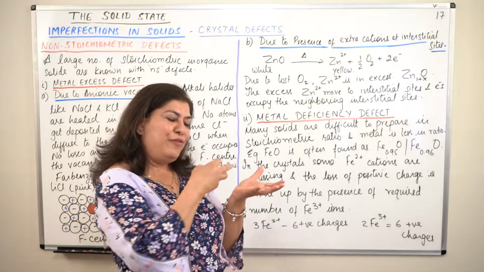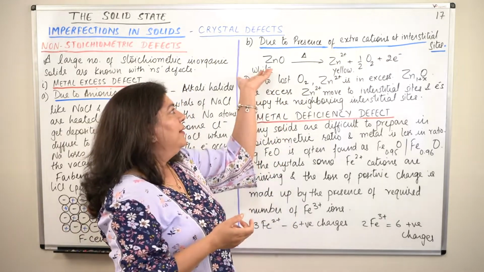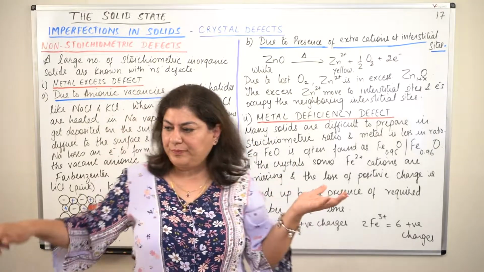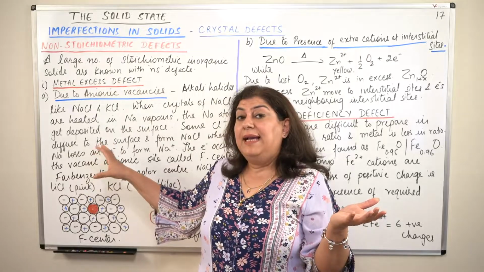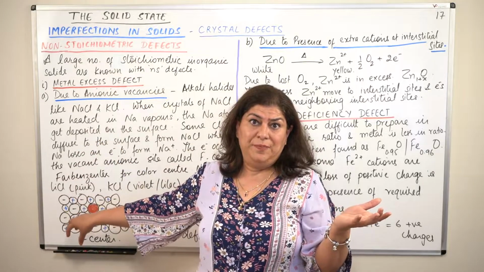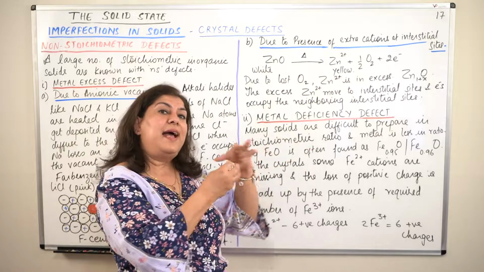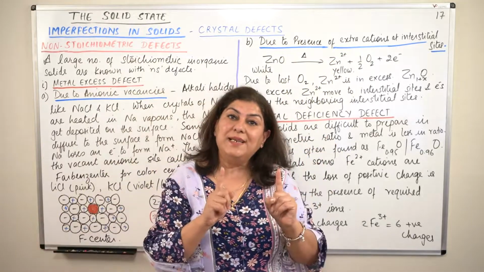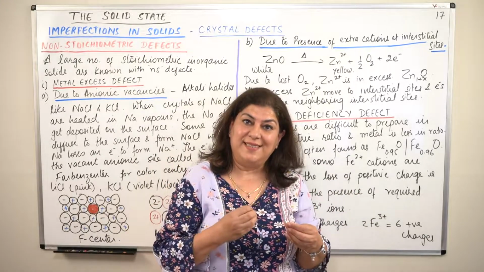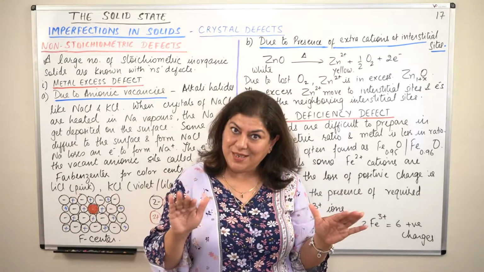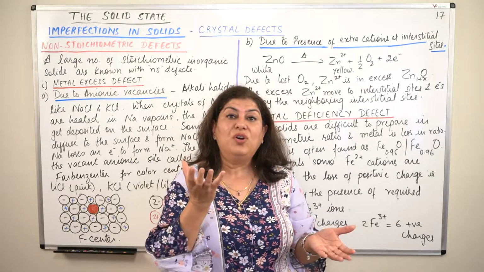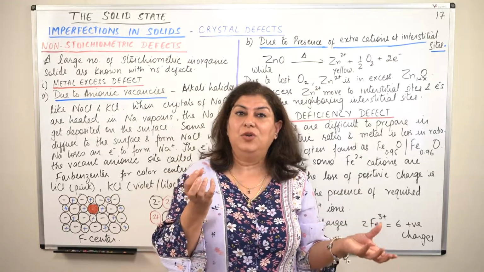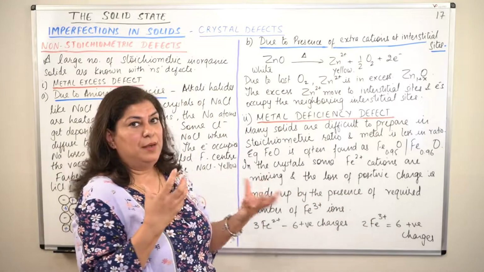Now, as a result of loss of the anion, the cation or the metal is in excess. In this case, what had happened? Cation had been added to the crystal. In this case, anion has left the crystal. But in both the cases, the metal atom is going to be in excess. That is, the stoichiometry is disturbed and the metal is more than the non-metal or the anion.